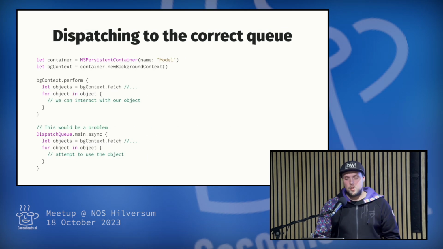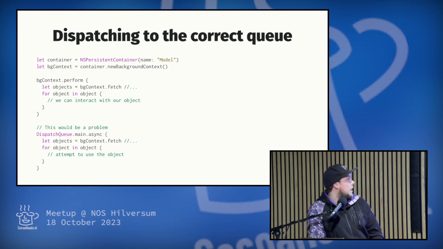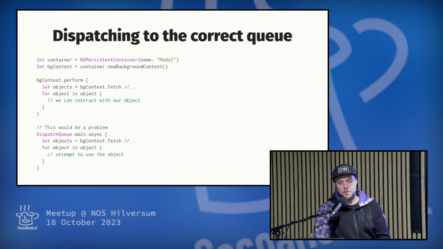So if we want to dispatch to the correct queue, we have to write code like this. This is a background managed object context, and we fetch a bunch of objects, we interact with them, we do work with them, which is fine. The top part is fine. And the bottom part would be a problem, right? Because we're dispatching to main and then we're using our background context. This would cause issues because we're not on the correct queue for this context.